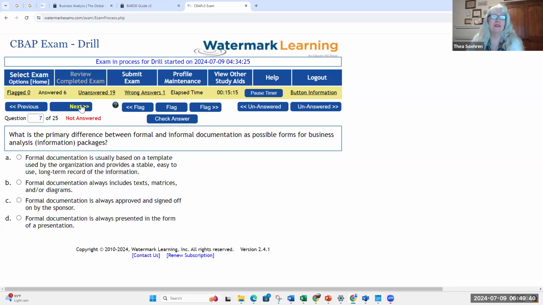What is a primary difference between formal and informal documentation as possible forms for business analysis information packages? Formal documentation is usually based on a template used by an organization and provides a stable, easy to use long-term record of the information. Formal documentation always includes text, matrices, and or diagrams. Formal documentation is always approved and signed off on by the sponsor, or formal documentation is always presented in the form of a presentation. Which one of those does the BABOK say is the correct answer?